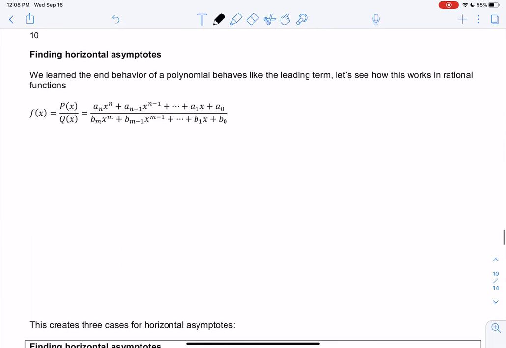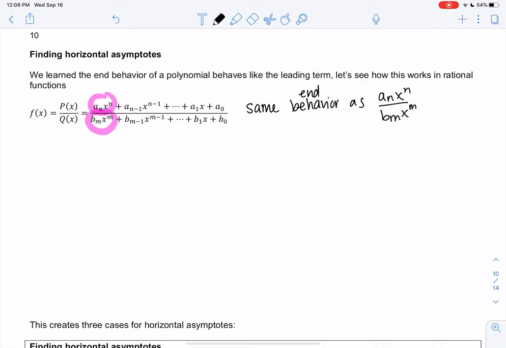Let's find horizontal asymptotes. It's a little messier, a little less fast. So we learned that polynomials have the same end behavior as the leading term. And so that's actually going to be the same here. It's going to have the same behavior as the leading terms. Same end behavior. Not all behavior, right? Just the end behavior. So it'll be a_n x to the n over b_m x to the m. I'm using n and m because they might be different degrees.